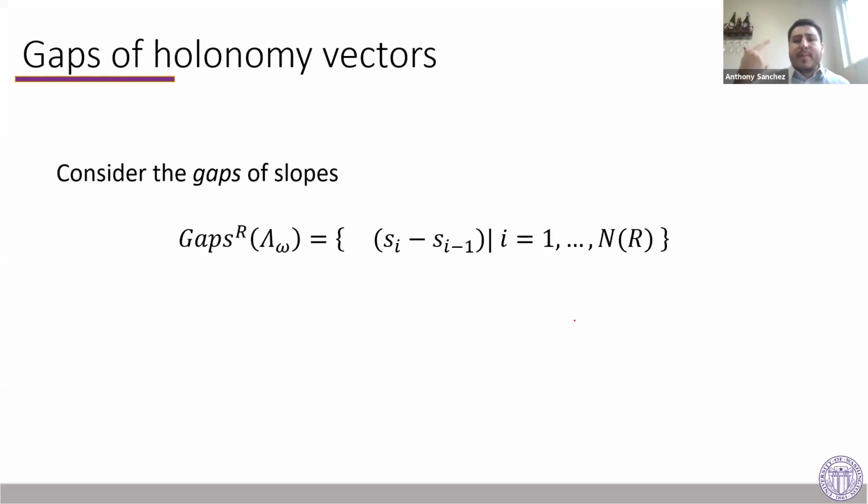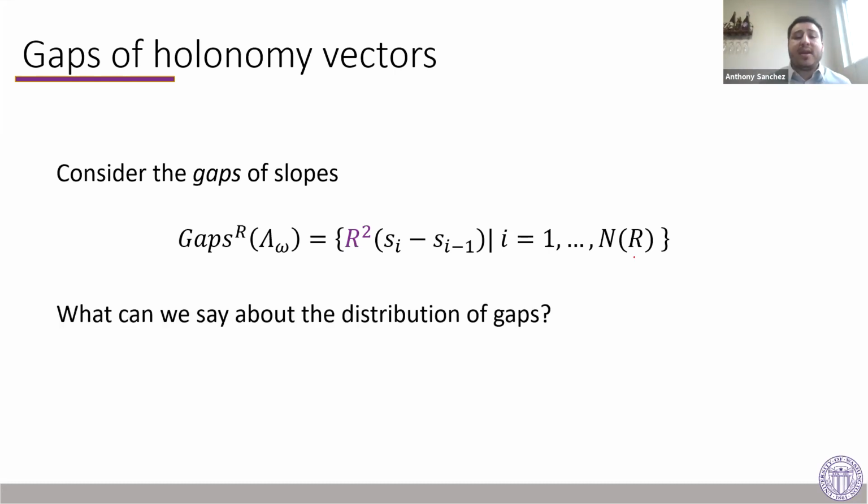So I want to remember how big this gap is, at least at the level of the microscope that I'm looking at it in. I'm only looking at this up to level R, so I want to remember it up to level R. It's natural to scale up by the number of saddle connections that I'm seeing in that 8th sector at that level, which is R squared by the work of Eskin and Masur. So now this quantity has a chance of converging to something interesting. And this is what I mean by the gaps of holonomy vectors. Broadly speaking, I'm interested in what we can say about the distribution of gaps. Okay.